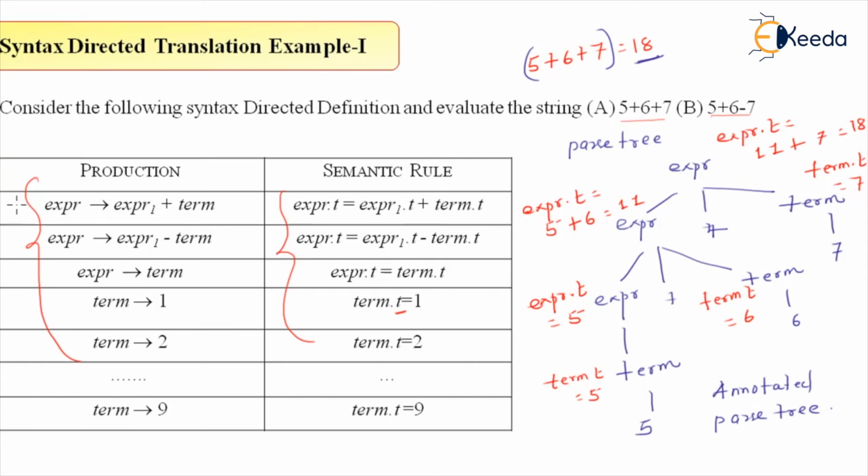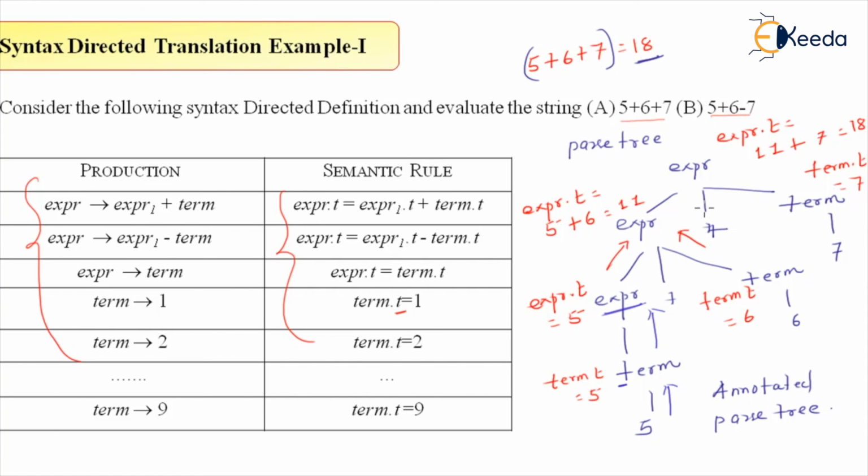So that is one part, and the second part is something like this. Observe here that the attribute value at this node is calculated from the attribute values of its children. Attribute value of expr is calculated from term, and this is calculated from the children. Here also the attribute value is calculated from its children only. So this attribute value is flowing from children to parent.